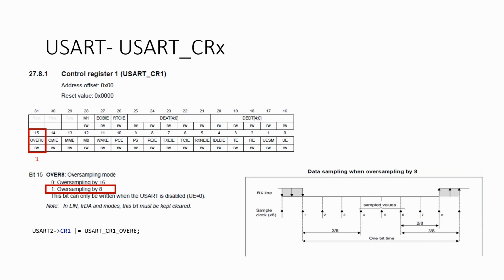When oversampling by 8 is used, the receiver engine takes 8 samples in a 1-bit time, and the samples taken at the positions 4, 5, and 6 will be compared to understand whether this bit is 1 or 0. By using these sampled values, the USART understands whether it is valid data or noise.